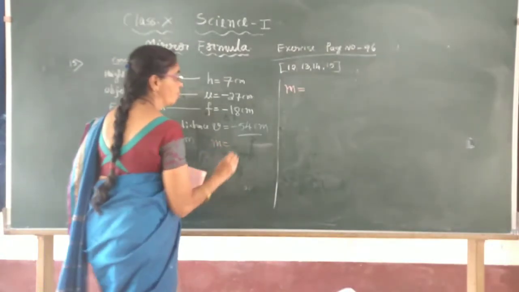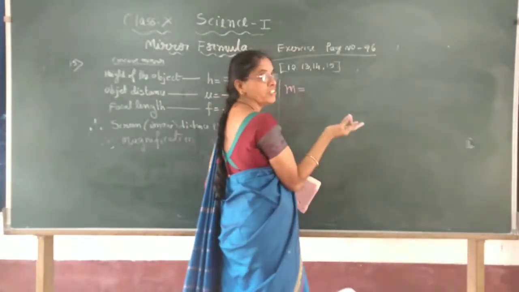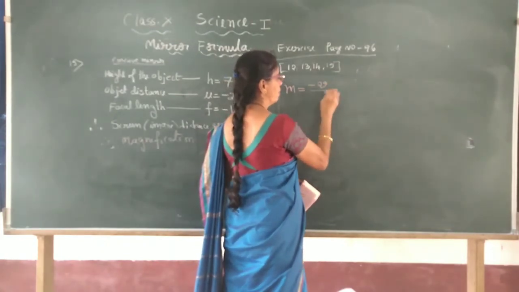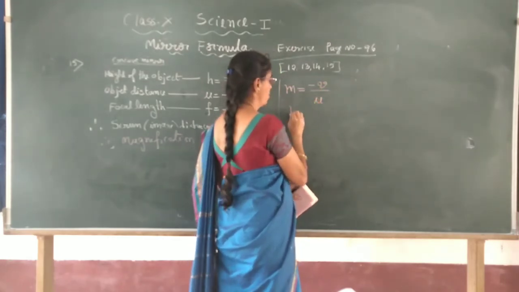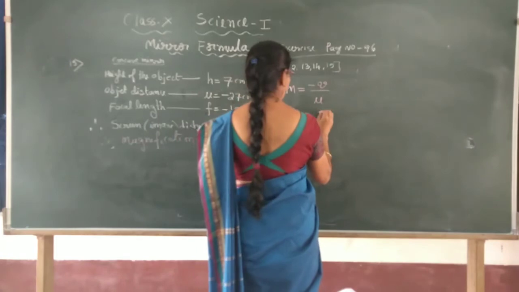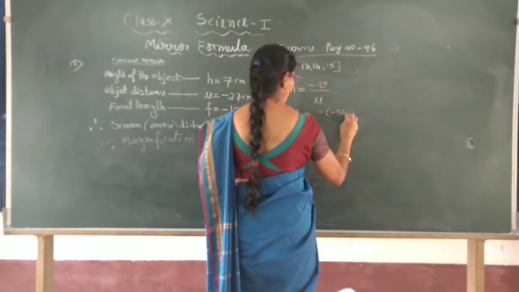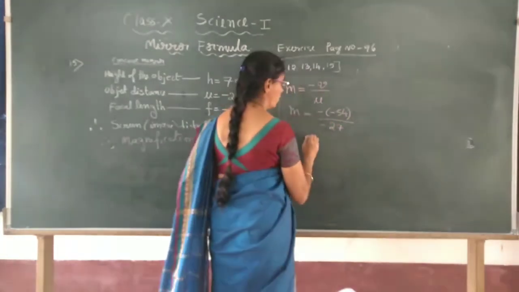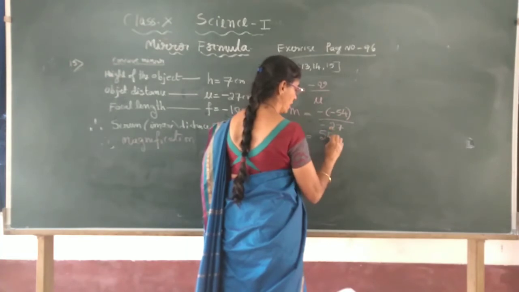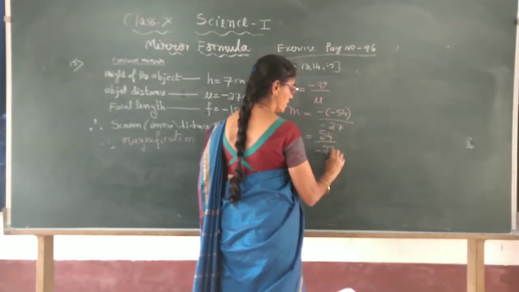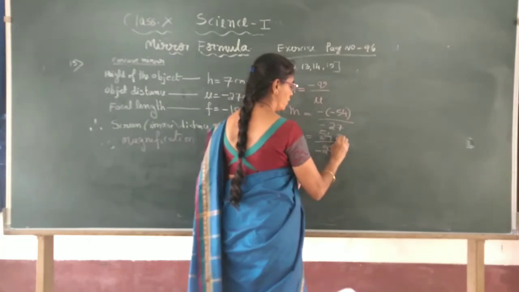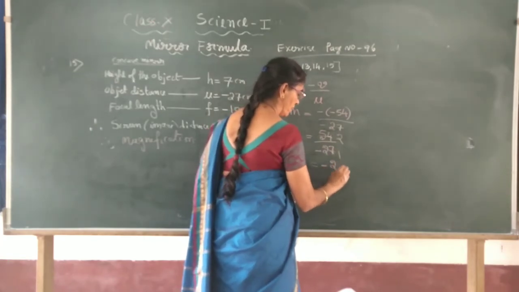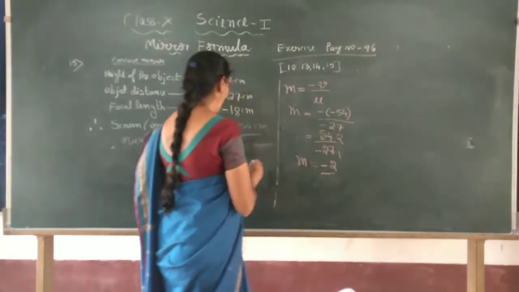Magnification m is equal to, because we don't know h dash, I will use this formula, minus v by u. Both these values I know. So m is equal to minus v, v value is also minus, so minus 54 divided by the u value, which is minus 27. Minus minus into plus, so it is minus 54 by 27. 27 twos are 54, so it is minus 2 by 1, which is 2. So magnification is minus 2.